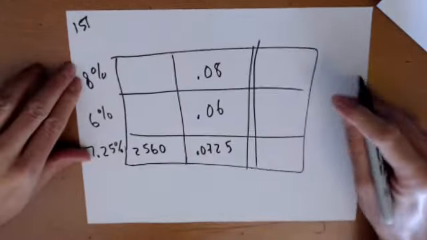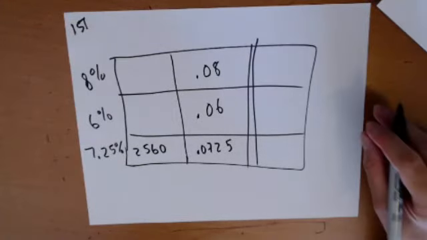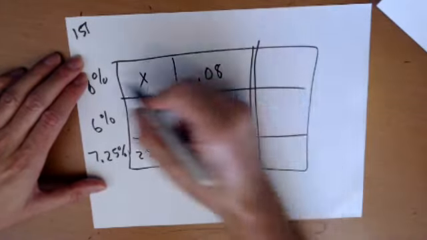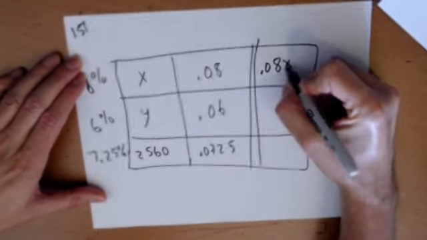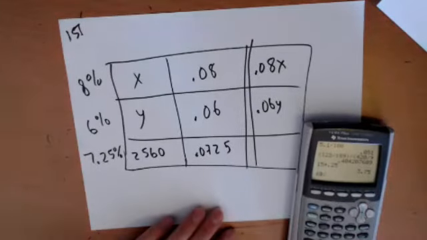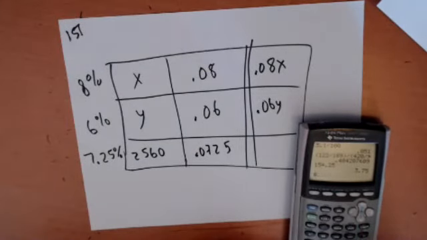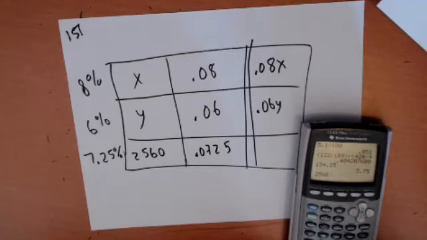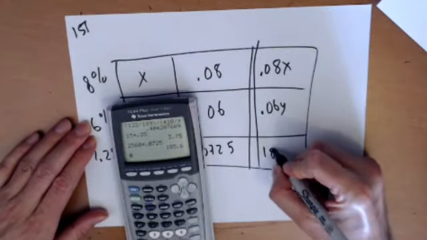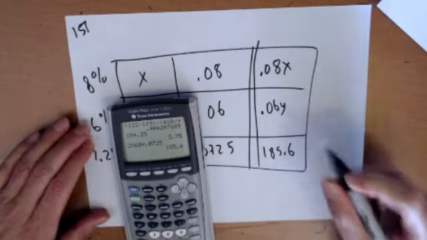How much money does she have total? 2,560. And here's why this is easier than what we were doing before. How much in each account? I don't know. Let's just call it X and Y. Cool. So multiply across: 0.08X, 0.06Y, and multiply across. Calculator. 2,560 times 0.0725 is 185.6.